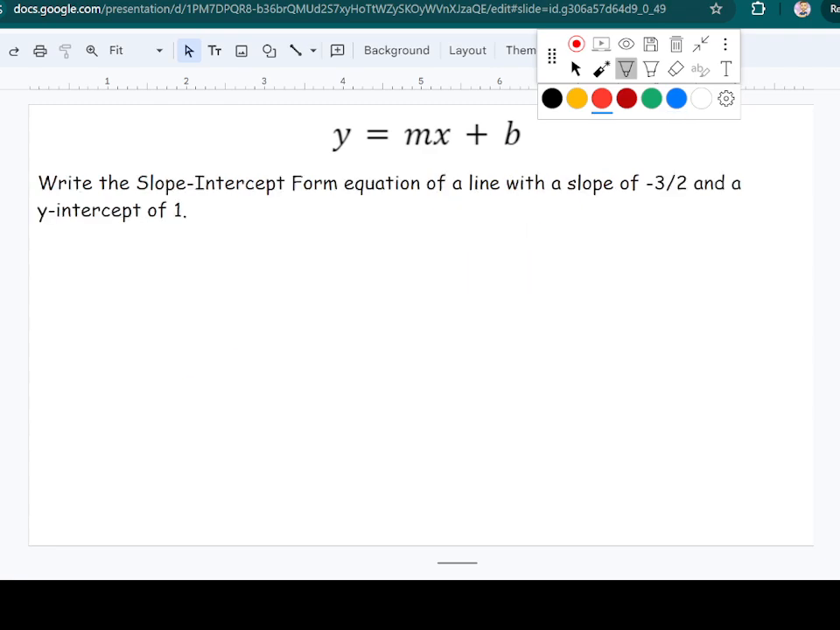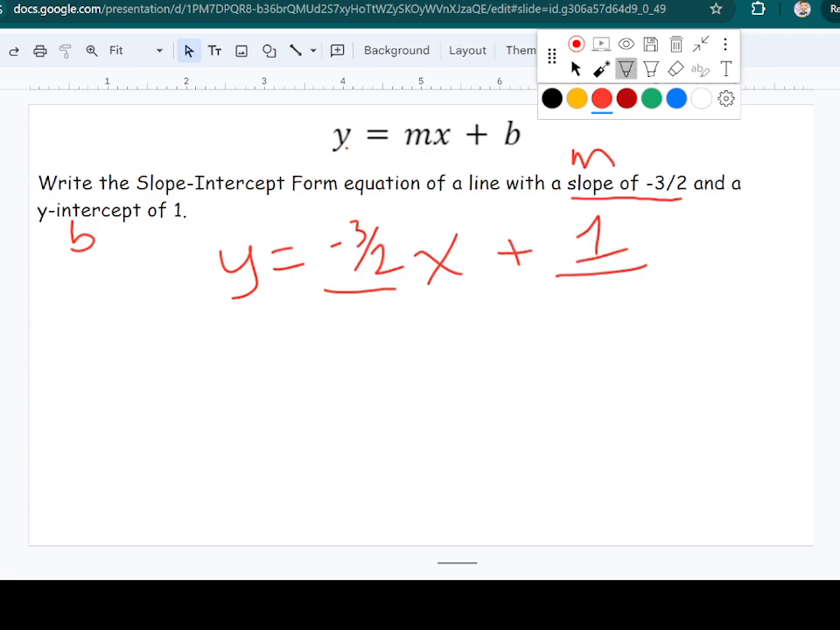So now we're going in reverse. We are given the slope and the y-intercept and asked to actually write the equation of the line. So y equals mx plus b. Again, m is slope and b is y-intercept, and the y and the x stay the same. So I'm going to write y equals blank x plus blank. So our slope is -3/2. And then our y-intercept is 1. That's it.